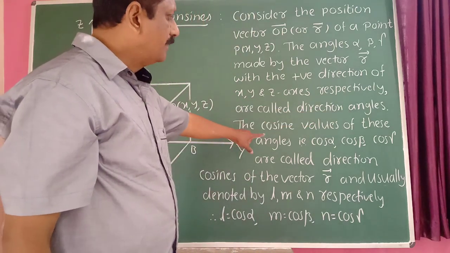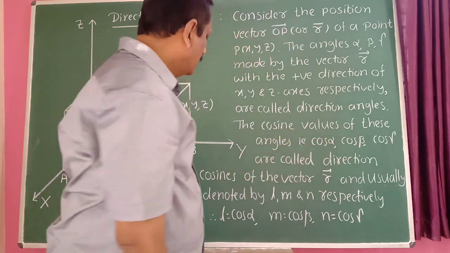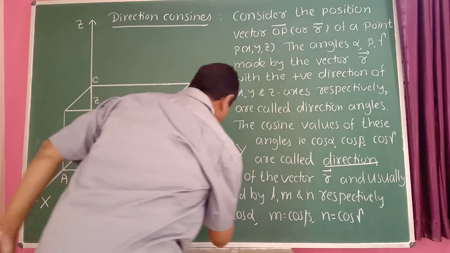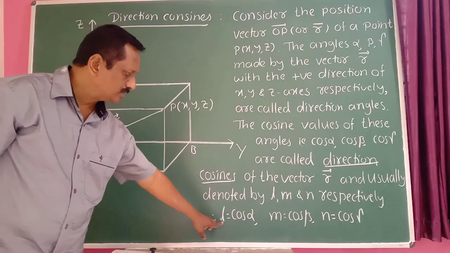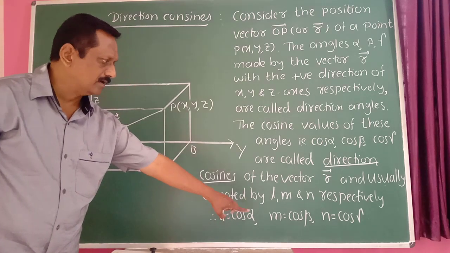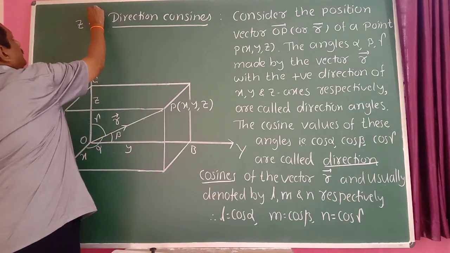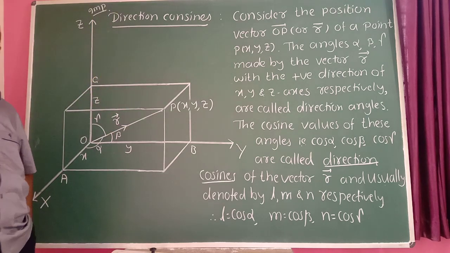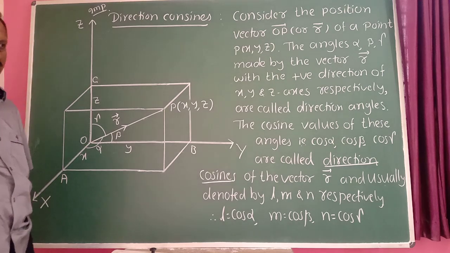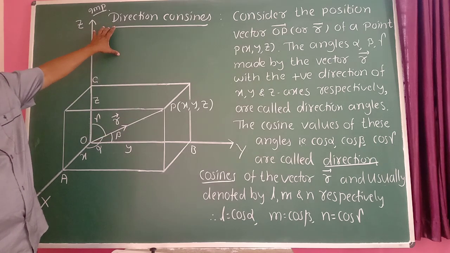The cosine values of these angles, that is cos alpha, cos beta and cos gamma, are called direction cosines. These are called direction cosines of the vector r bar and are usually denoted by L, M and N. Hence L is equal to cos alpha, M is equal to cos beta and N is equal to cos gamma. This is a very important result, because we can use these direction cosines in the next chapter, three-dimensional geometry, also.